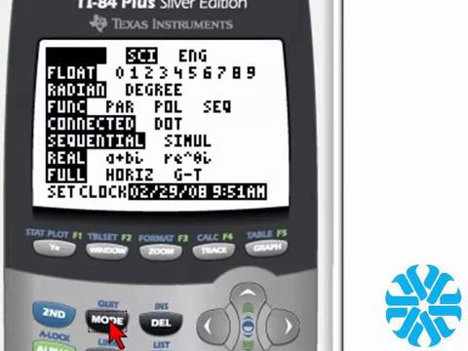In this screen, you will learn how to set up the following modes: normal, scientific, floating decimal, fixed decimal, radian, degree, function, parametric, polar, connected, dot, sequential, simultaneous, real, and full screen.